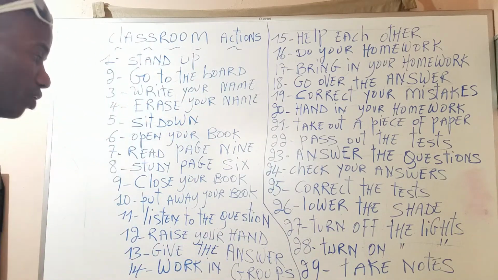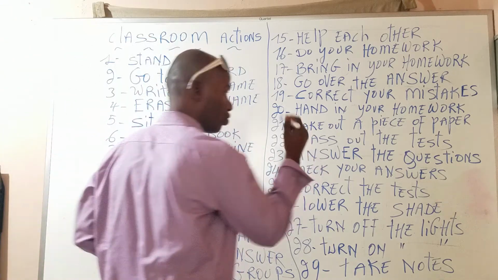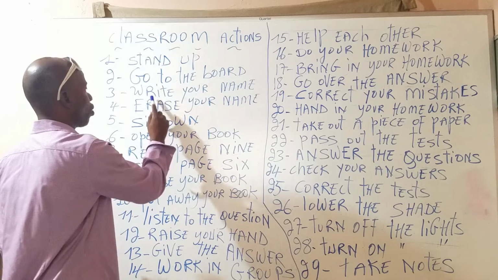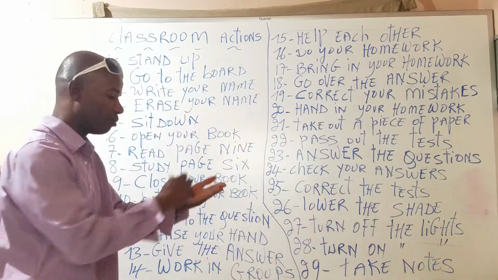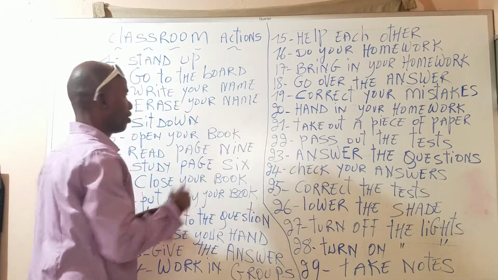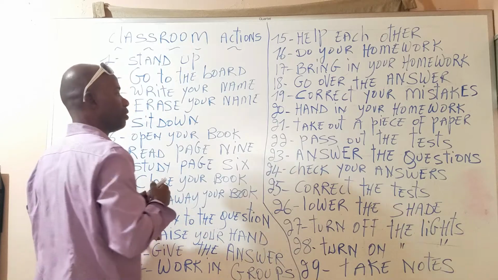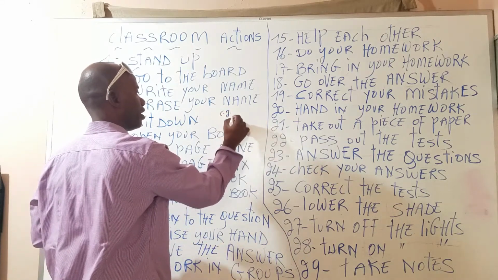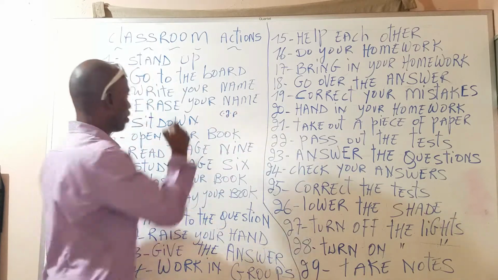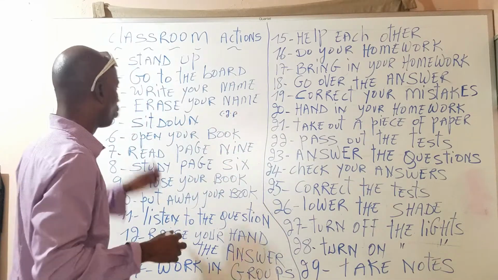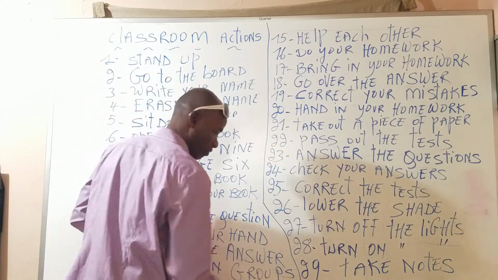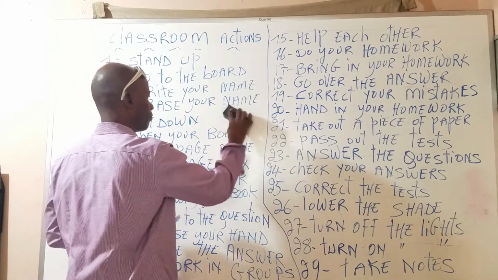Go to the board. Now I'm going. You see the verb to go? I'm going to the board. When you go to the board, you go to do something on the board, okay? And write your name. Now I'm writing my name. What's my name? My name is CJP. I'm going to write my name here. You see, this is my name. If the teacher tells you write your name, you go take your pen and you write your name. Okay, very easy.